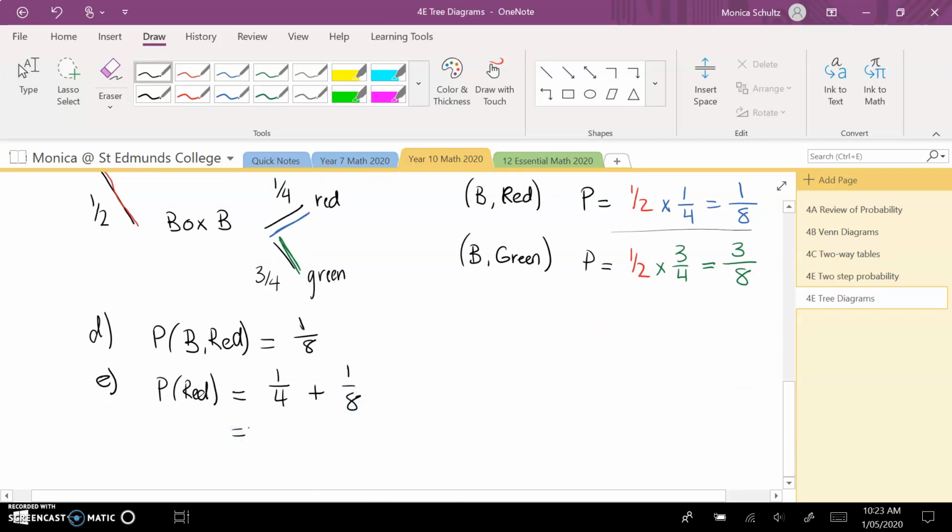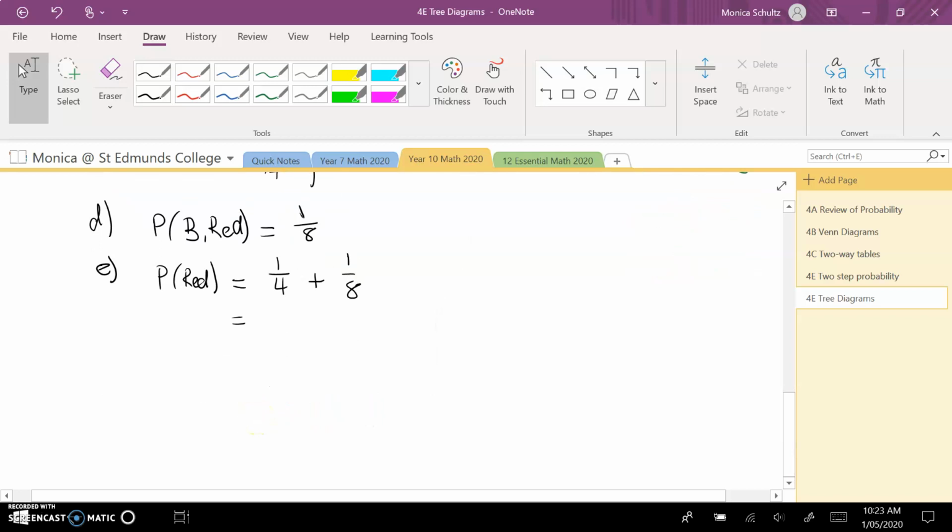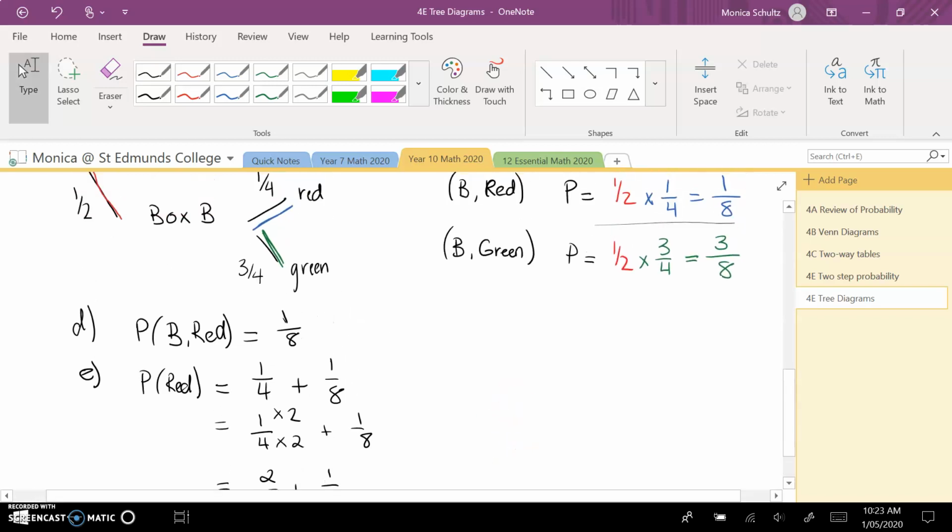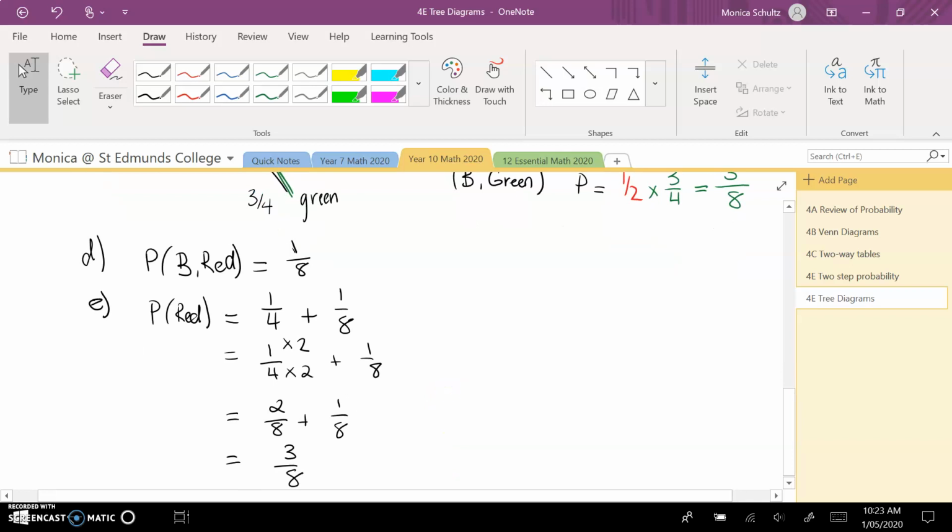To add these together, I can't do this when I've got two different denominators. So I'm going to change a quarter to be over 8. If I'm going to change my 4 to an 8, I'm going to times it by 2. Whatever I do to the bottom, I'm going to do to the top. This will give me 2/8 plus 1/8, and my total is going to be 3/8. So my probability of selecting any red counter from any box is 3/8, which is the same as just selecting a green counter from box B, which isn't really that high.